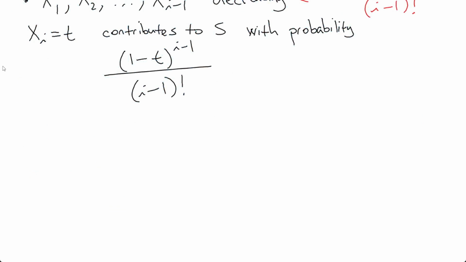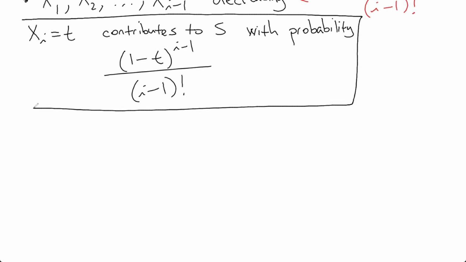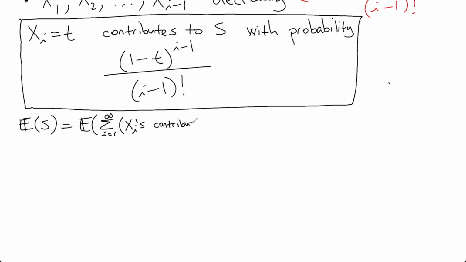I'm going to scroll up to give us more space, but I'm going to save this fact right here. This is important. I'm going to write the expected value of S using the infinite sum that I wrote earlier, the informal infinite sum, where each term is just x sub i's contribution. And by linearity of expectation, I can write the expected value of a sum as the sum of expected values.